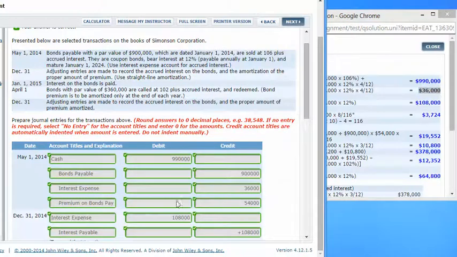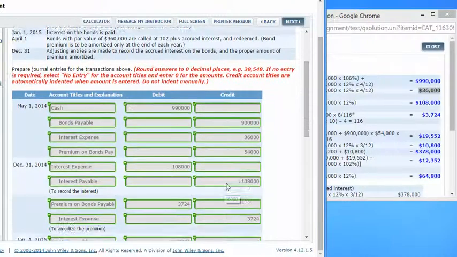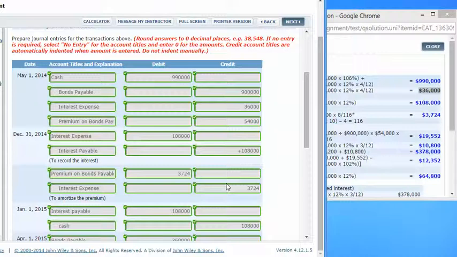So the simple transaction is going to be May 1st. So we have a debit to cash. The cash is $990,000, which includes the bond payable, the accrued interest expense, and then finally the premium on bond payable. Okay, in December 31st, 2014, we have 2 transactions.